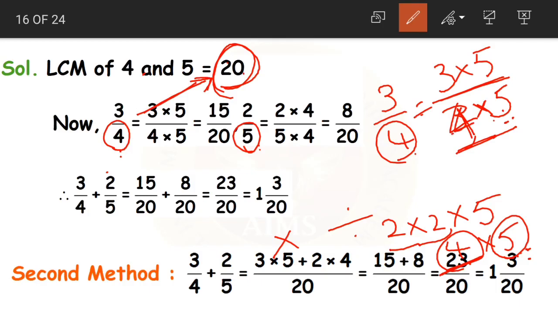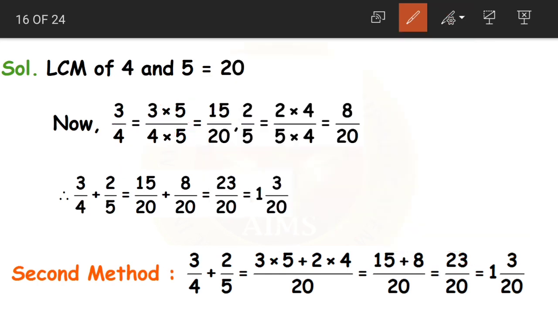Now 4 5s become what? 4 5s are 20. And in the numerator, 3 5s become 15. How did we get this number 5? We compared it with the LCM. We have 4 here, and 4 into 5 gives us 20. So we multiplied both the numerator and denominator with 5. 3 5s are 15, 4 5s are 20. Now moving on to the next fraction, which is 2 by 5.